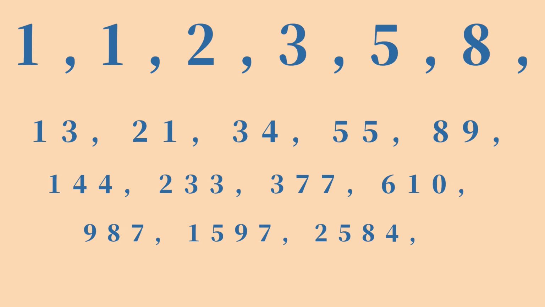And if we keep going with this process, we generate the Fibonacci sequence. To get a number in the Fibonacci sequence, we add the 2 previous numbers. So 1 plus 1 is 2, 1 plus 2 is 3, 2 plus 3 is 5, and so on. And these numbers here are the first several numbers in the sequence. You can see that these numbers get really big really quickly.